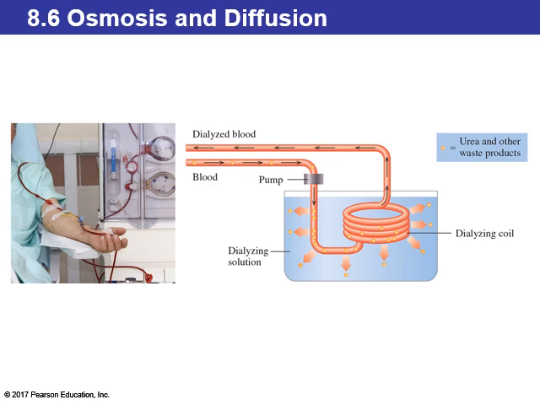And this is just an example of what that system might look like. You'd have your dialysis chamber. So you've got the patient hooked up to an IV, you've got the blood coming out, blood going back in. You've got some pumps that are keeping this going. And you've got a dialyzing coil, which has a semi-permeable membrane. So the small molecule waste products and things along those lines can leave the blood, enter this dialyzing solution, and then that is properly disposed of.